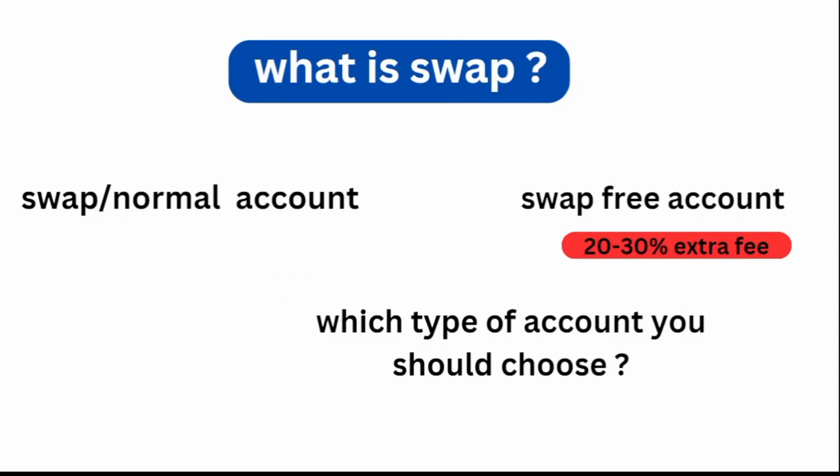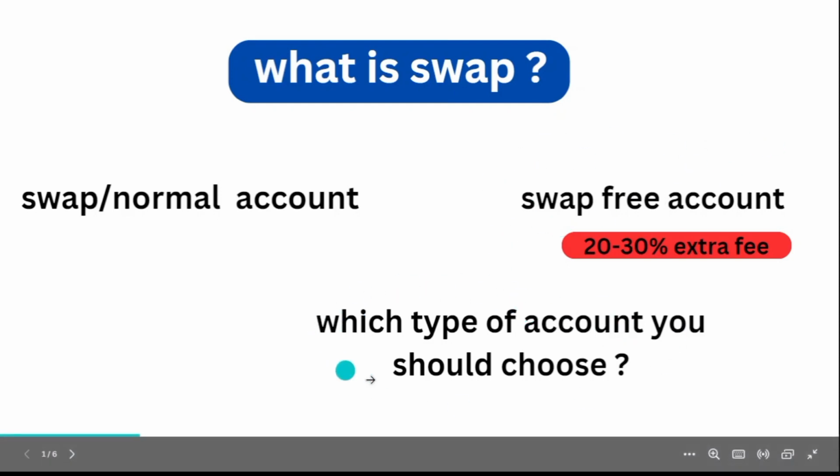So today in this video I'll be letting you know about what is swap. You must have seen in many prop firms that there are two types of account. First is normal account and other is swap free account. In order to access this swap free account, you will need to pay 20 to 30% extra fee. Do you really need to pay that? Do you really need swap free account? We will look into that, which type of account you should choose.